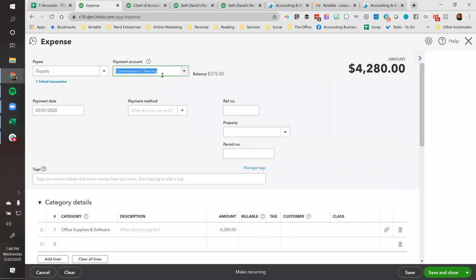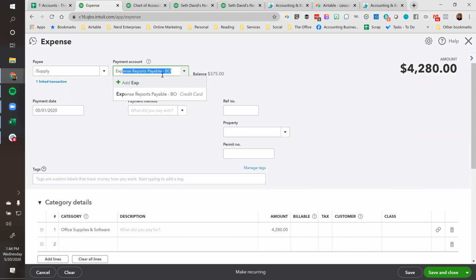Okay, now the payment account is going to be that expense reports payable business owner. Okay, and it brings in, we've got the 4280. So what are we doing here? We're crediting, this is an expense, right? So we're crediting this account. Remember, earlier we looked at a situation where this was a bank account. We were crediting the bank account, which decreases a bank account.